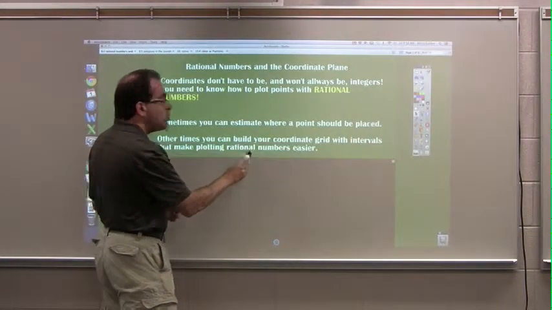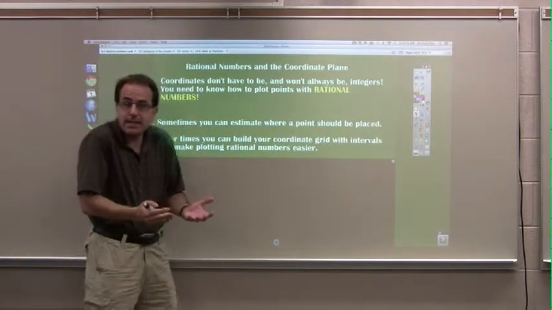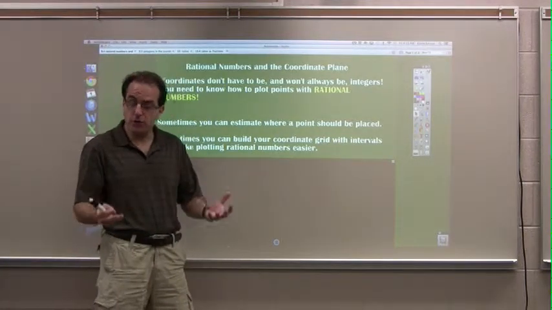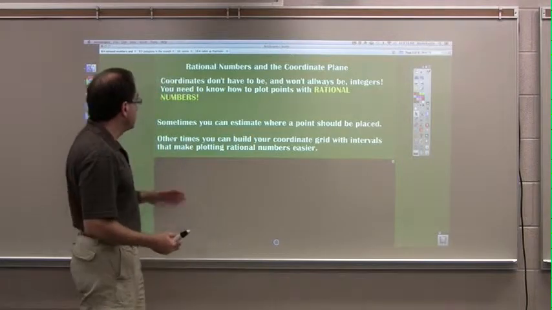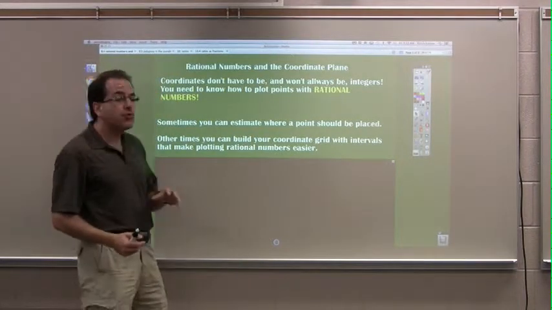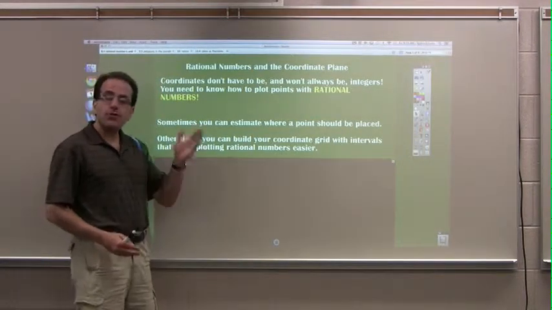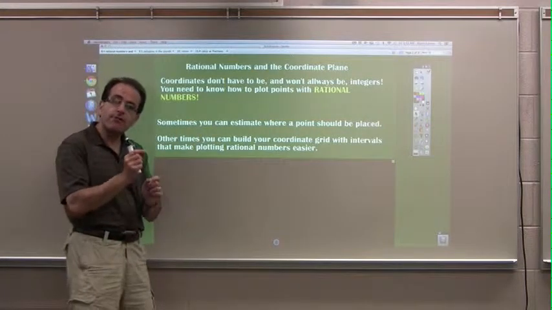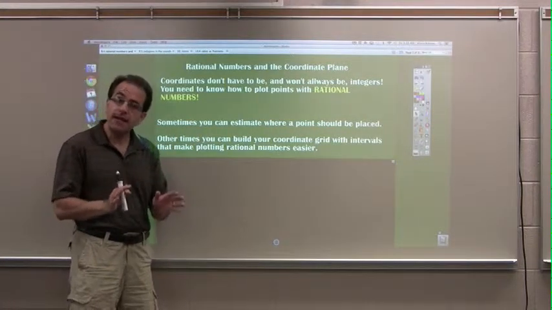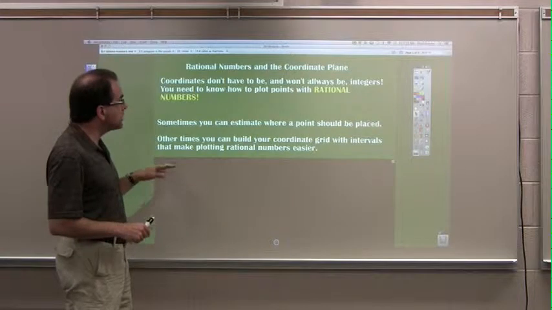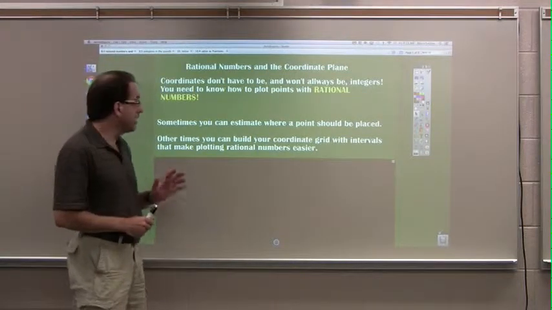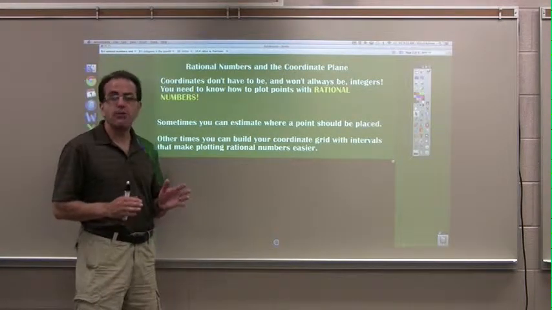So, when you plot these points, it's not as easy sometimes as plotting integers and whole numbers. But you can do a couple of different things. You can estimate where a point should be. So you've got your intervals and you're just kind of trying to find the best fit. Sometimes that's good enough. Other times you can build your coordinate grid with intervals that make plotting rational numbers easier.